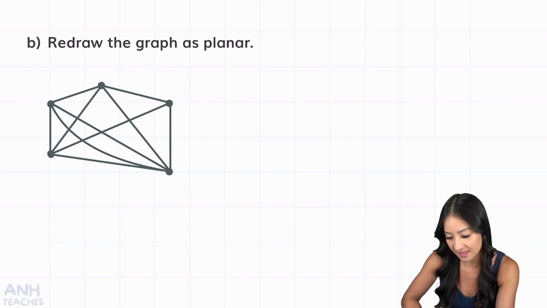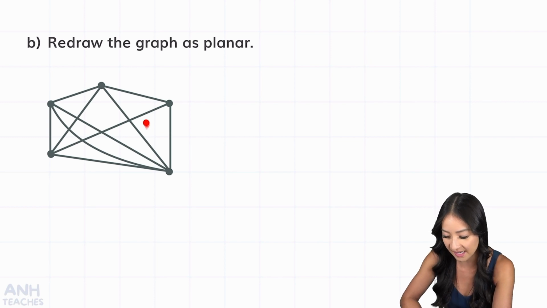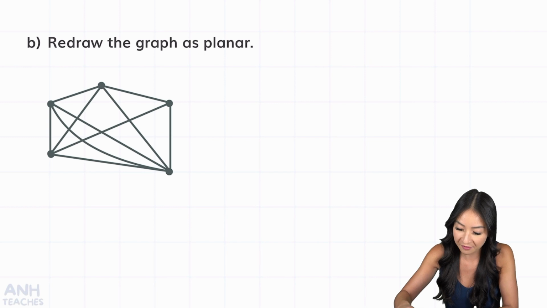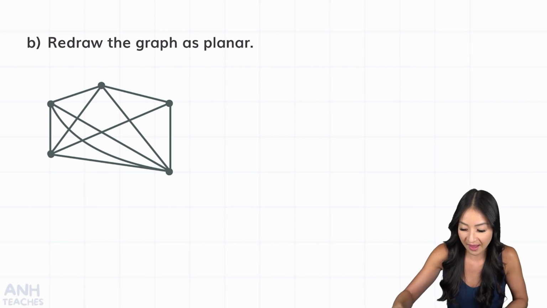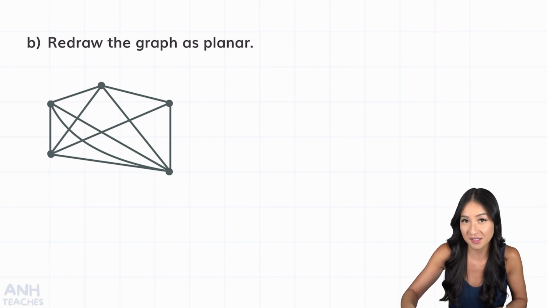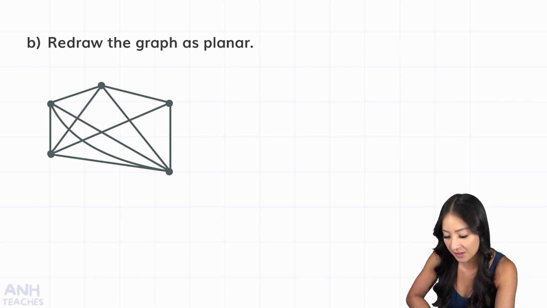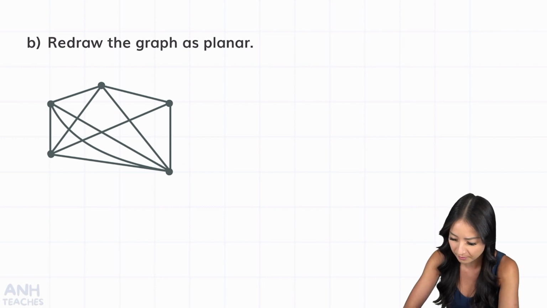So looking at this, I want you to focus on all of these edges here in the middle that are intersecting, and focus on which edges you would be able to pull out of the way so that they're no longer intersecting with the other edges. So when I look at this intersection, I'm thinking that I can pull this edge out of the way, so it kind of looks like that.